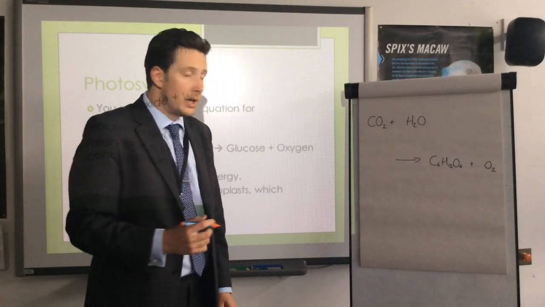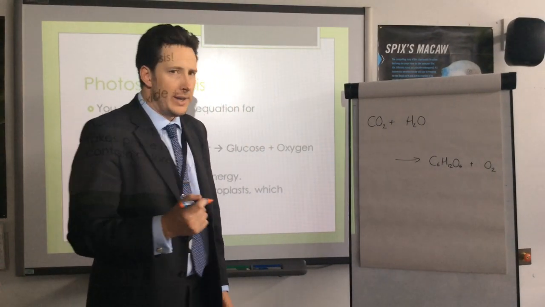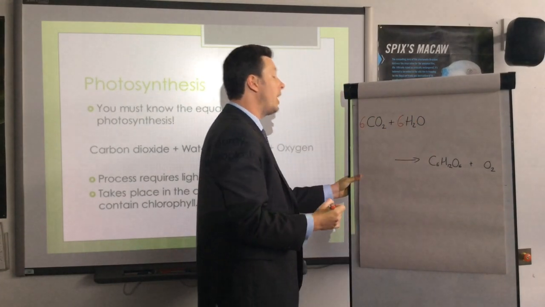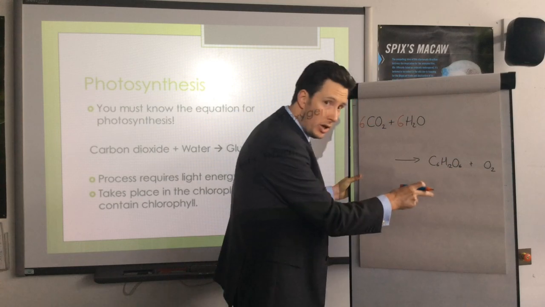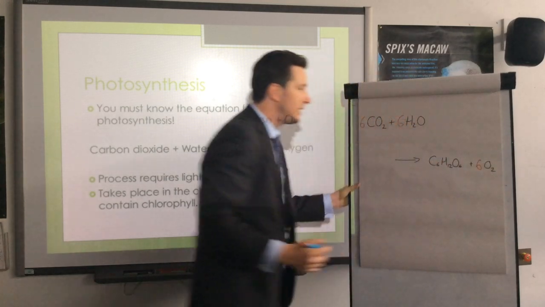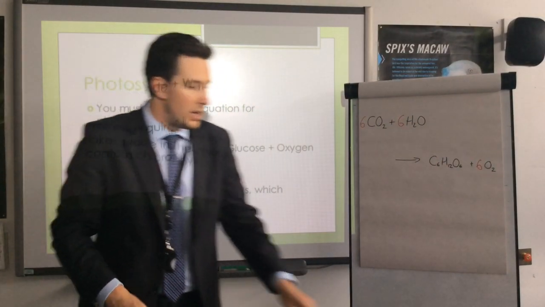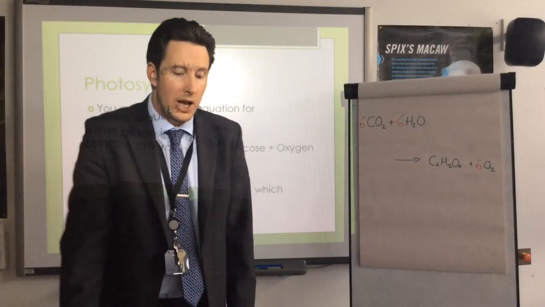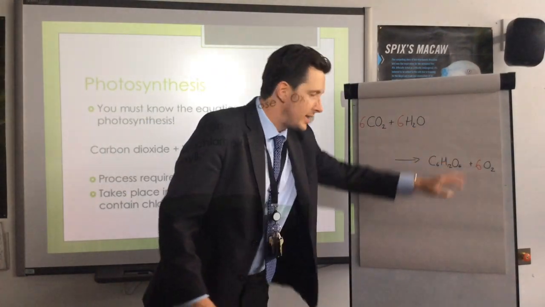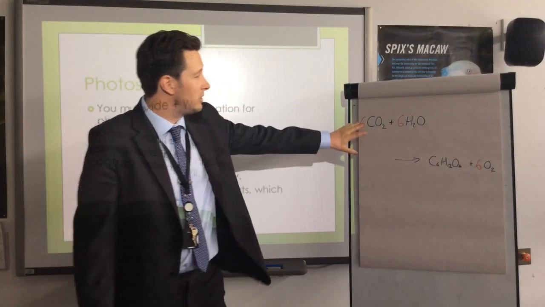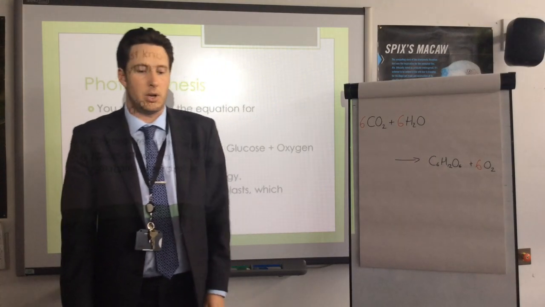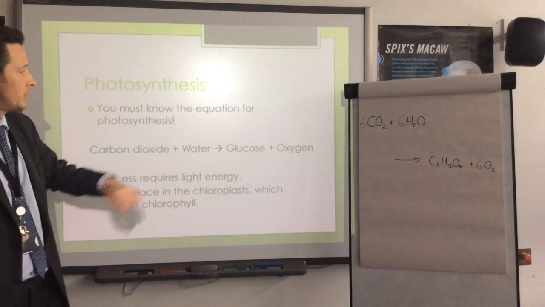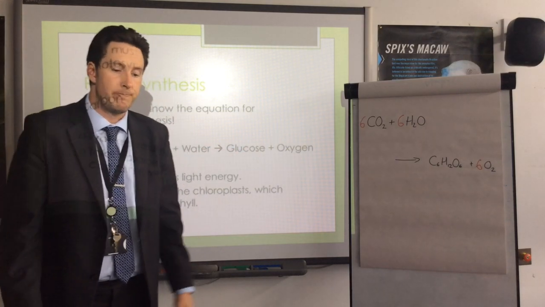To balance it, we only need to remember one number, and that is 666. 6 carbon dioxides combined with 6 waters to give 1 glucose, that stays as 1, and 6 oxygens. It's the only number we need to remember, 666, number of the devil if you like, but 666 is the number that you need to remember for the photosynthesis symbol equation if they're going to ask you. You must know the word equation though. Carbon dioxide plus water goes to glucose and oxygen.